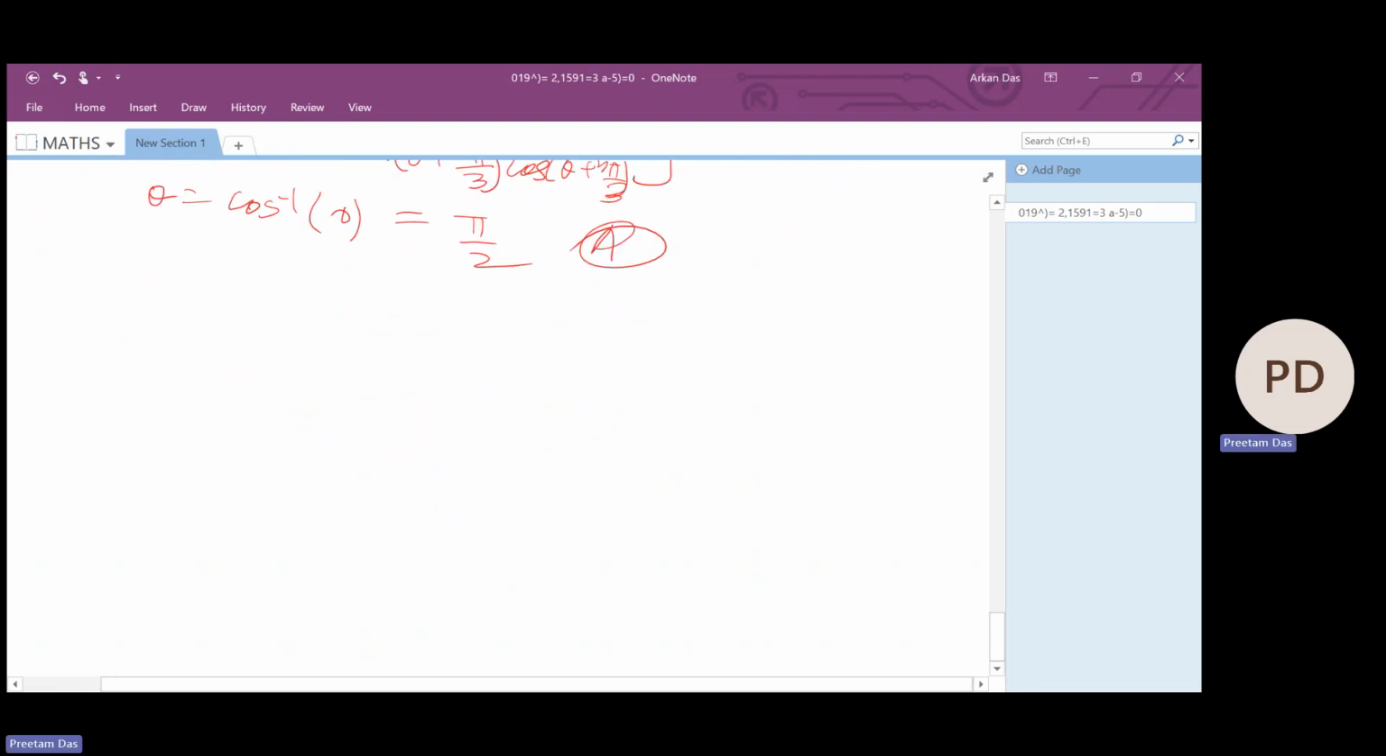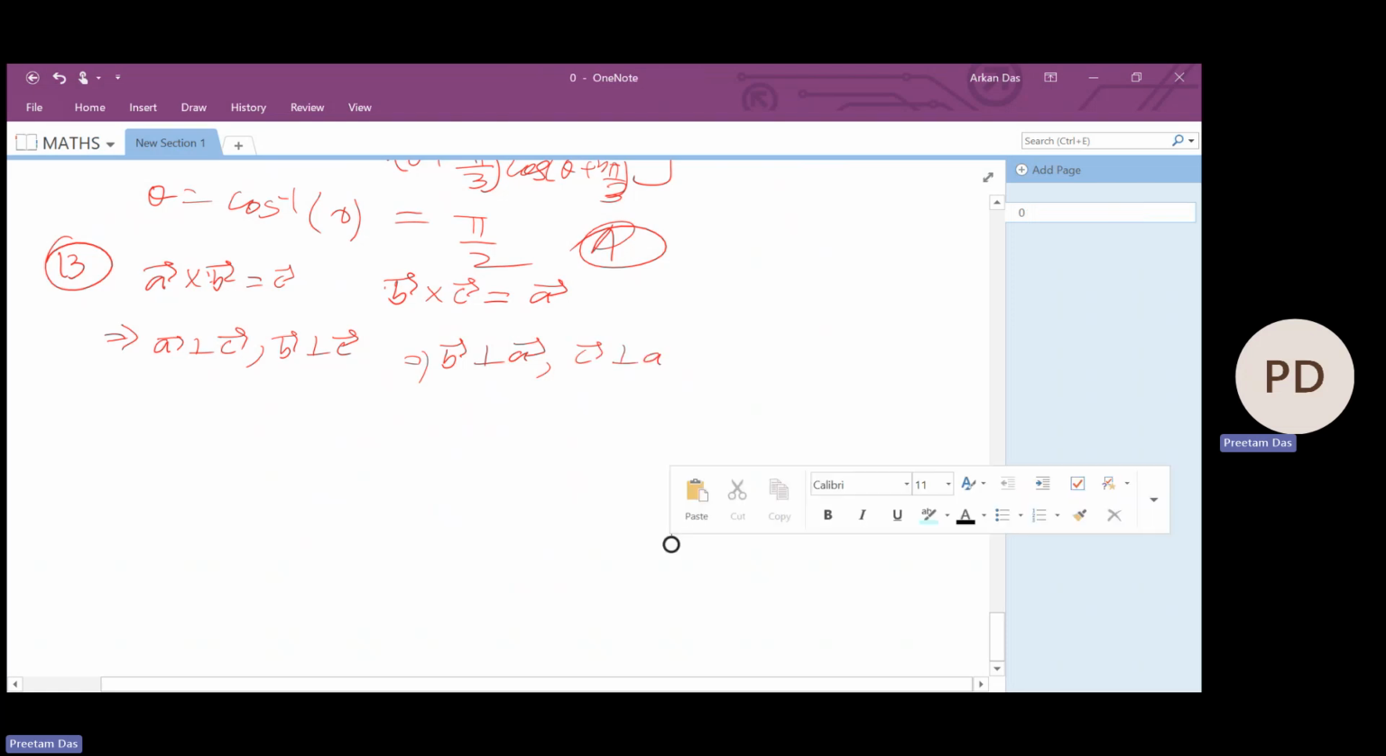Let us see question number 13. So A cross B they have given to be C, and B cross C they have given to be A. And there are some options now. So what is the meaning of cross product? What do you get when you do cross product of two vectors? You get a vector which is perpendicular to both of them. So if A cross B is C, then A perpendicular to C, B perpendicular to C. This means B perpendicular to A, C perpendicular to A. All of them are mutually perpendicular.